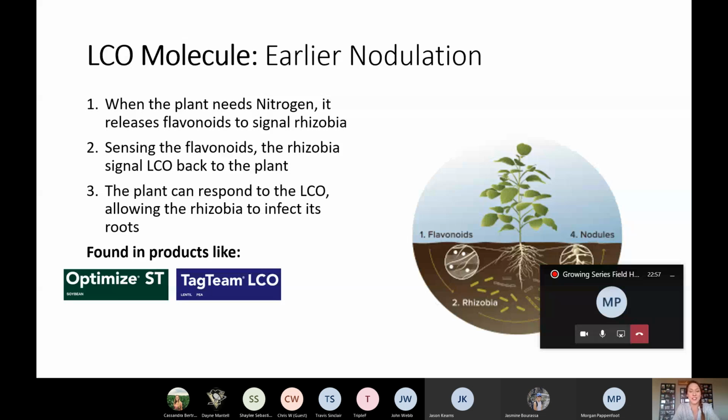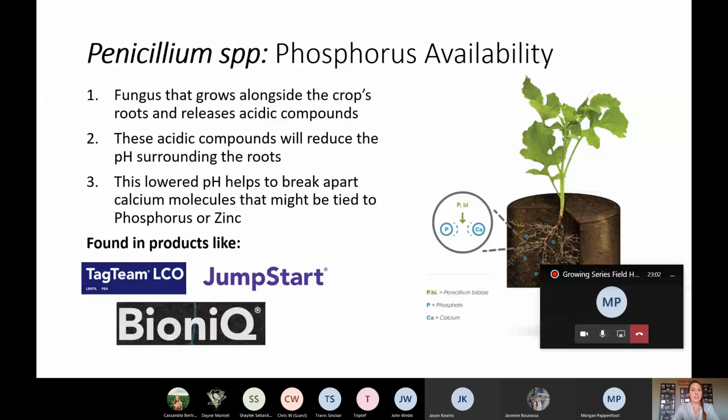Okay, so now we're going to get into a little bit more complex ideas. The first one that we'll start with is the Penicillium species. This is a fungus that grows alongside the roots, and it releases acidic compounds. What this acidic compound is supposed to do is reduce the pH around the roots. At higher pHs, which usually happens with the presence of calcium, you'll see a lot of tie-up of nutrients like phosphorus or zinc, which are really important for early season growth and good root development.